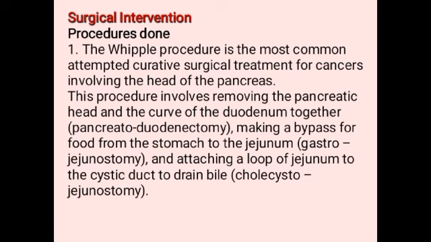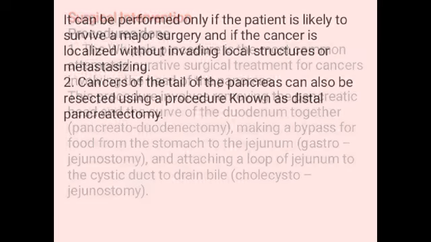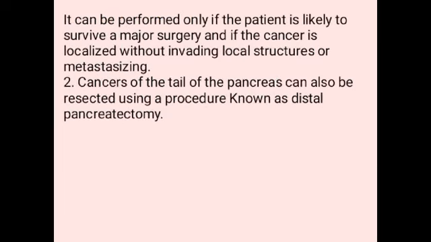Cholecystojejunostomy. Okay, so this is the surgical intervention that can be done, and it can be performed only if the person can survive surgery, because there are instances whereby, if surgery is done when the metastasis has taken place, the person cannot actually survive. Hence, in such situations, the surgery cannot be done. But if at all the person is able to survive, the surgery can be done.